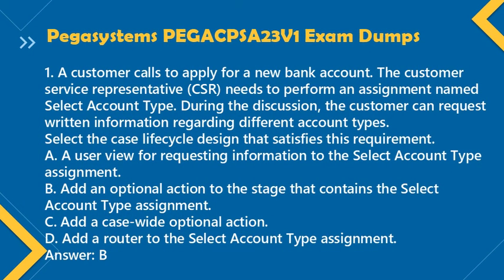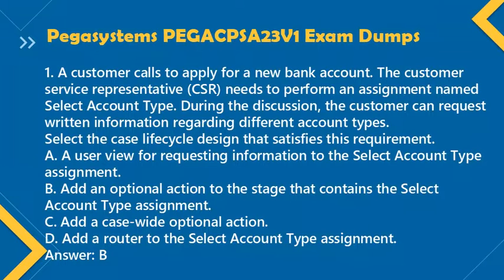Question 1. Option B is the most appropriate choice for satisfying the requirement of providing written information regarding different account types during the discussion between the customer and the CSR. Option A suggests creating a user view for requesting information, but this doesn't necessarily facilitate the provision of written information during the discussion between the CSR and the customer.